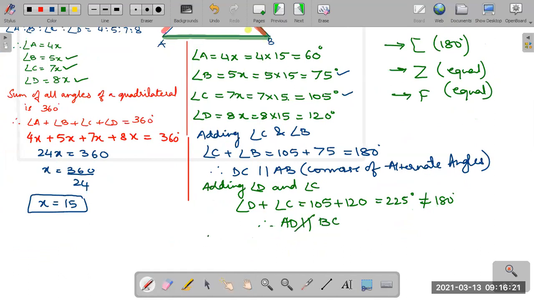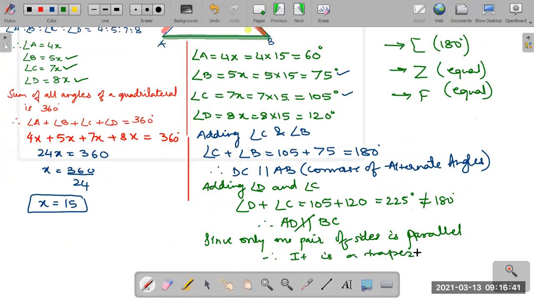Okay, and since only one pair of sides is parallel, therefore it is a trapezium. I hope this is very clear, students. You just have to show that the sum of one pair is 180, the sum of the other pair is not 180. And since the sum of the other pair is not 180, it is not parallel. Those two corresponding sides, they are not parallel. Only one pair is parallel. Therefore, it is a trapezium. This is how you need to prove it.